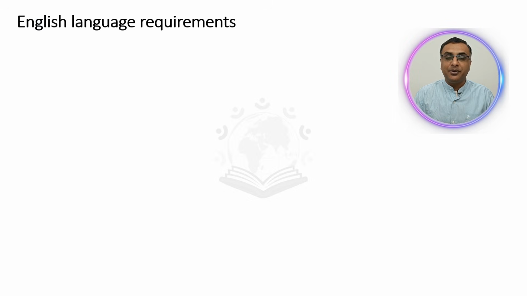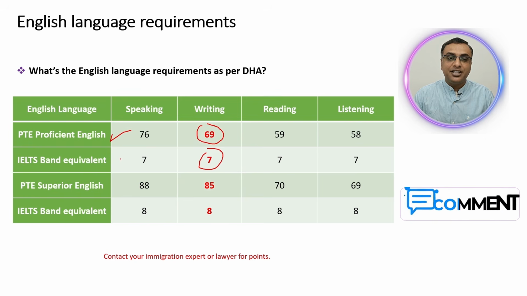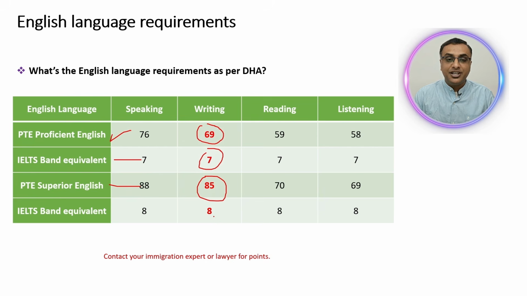First, let's look at some prerequisites, starting with the English language requirements as per the Department of Home Affairs, Australia, for writing scores. You would need 69 for proficient English, which is equivalent to Band 7 of IELTS, and 85 for superior English, which is equivalent to Band 8 of your IELTS. If you can get these scores, then I'm sure you would achieve higher points for your educational purposes or your migration purpose. Contact your MARA agent for more details.